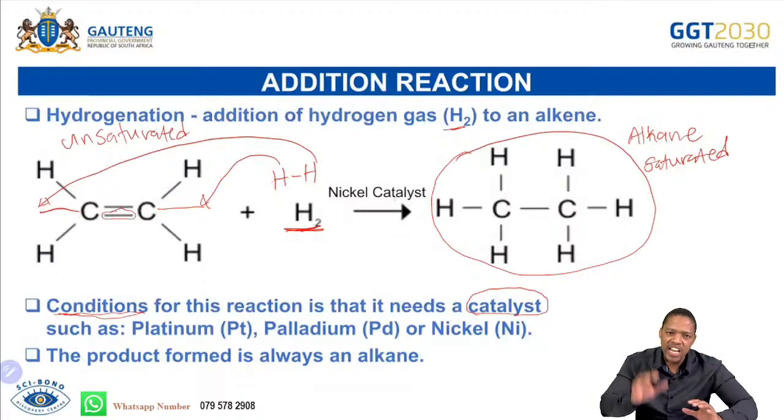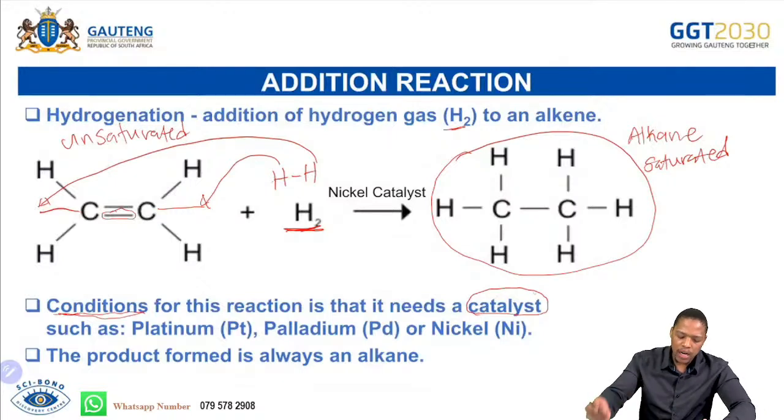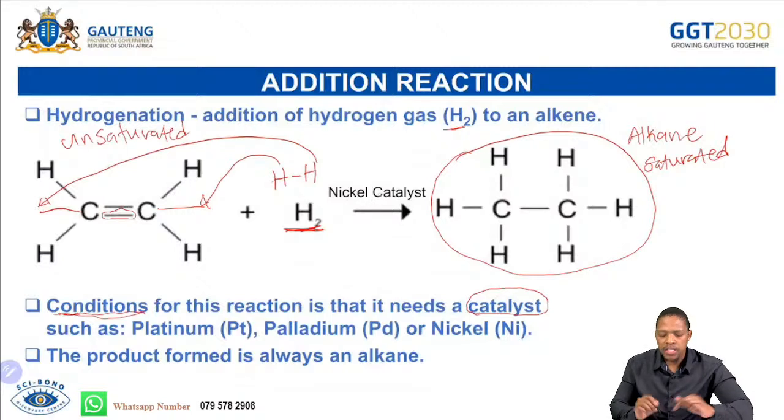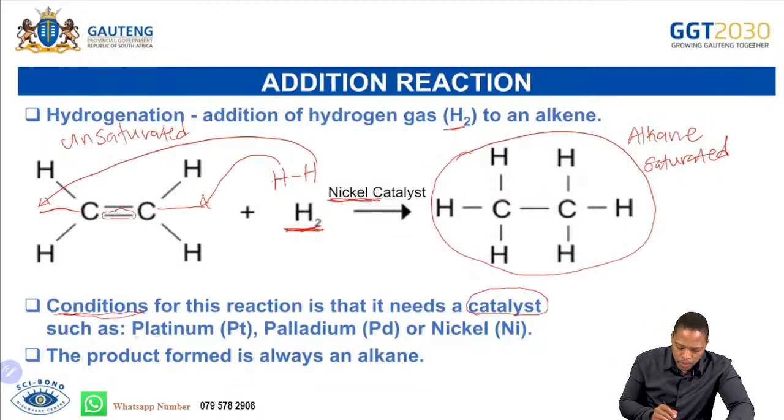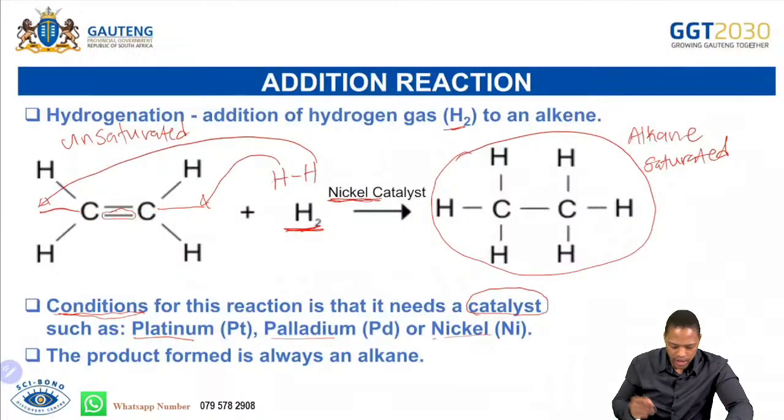So this reaction needs something that is going to speed it up, and that is a catalyst that we are going to put there. Okay. Now we have types of catalysts that we can use. In the example that I have here, the catalyst that has been used is nickel. As you can see here, we have nickel as a catalyst, okay? But other catalysts that could be used are platinum, palladium, and also nickel, okay?